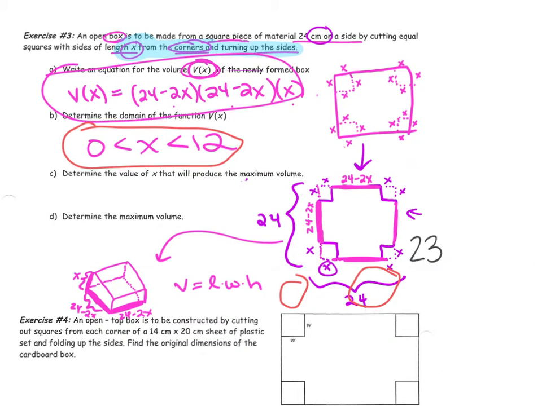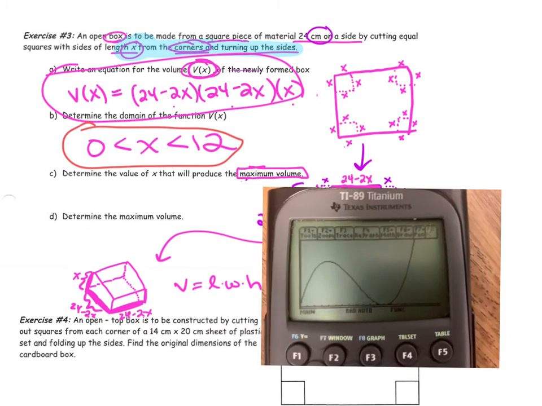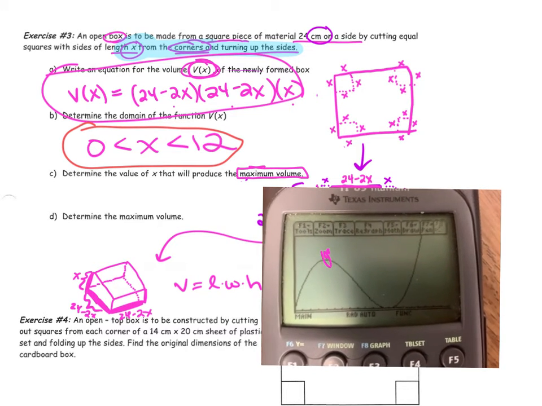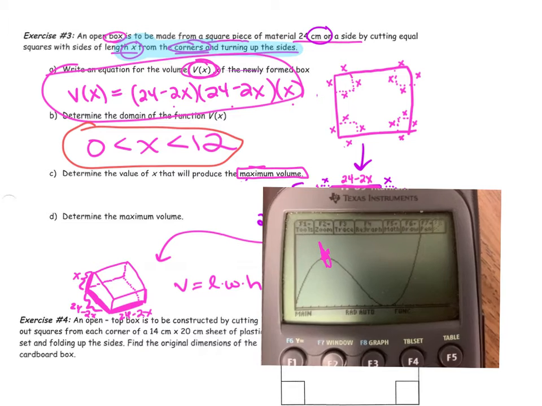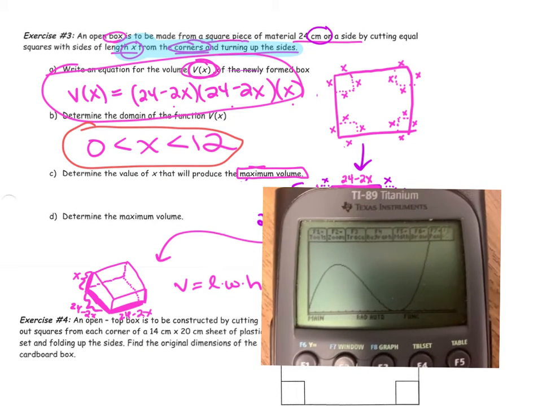All right, so you just saw our graph, and now the question says determine the value of x that's going to produce the maximum value. We want the max value. So if I come back to my graph, you guys can see here's where my maximum exists. Okay, it's right there. Sorry, my hand is a little shaky because I'm trying to hold the iPad as well. So there is my maximum.